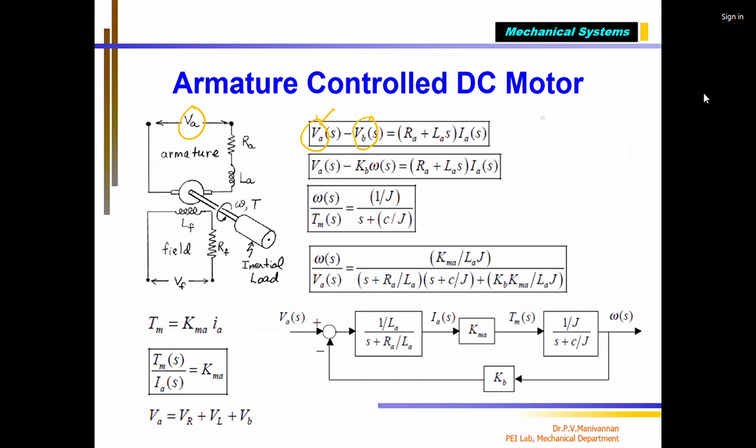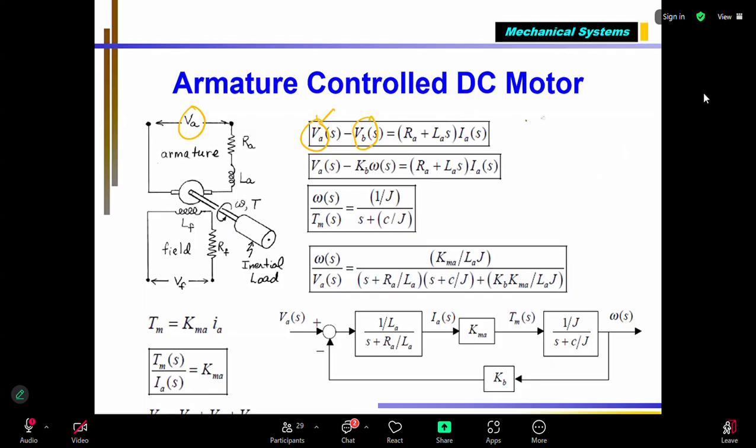Now, the net voltage applied to the armature coil is VA minus VB. Another thing is the back EMF voltage will be opposite to the polarity of the applied voltage. VA is the applied armature voltage. VB is the back EMF, which will be exactly 180 degrees out of phase. That's why we put a minus.